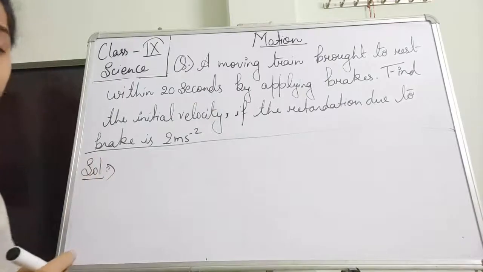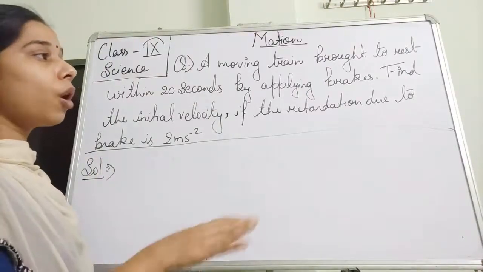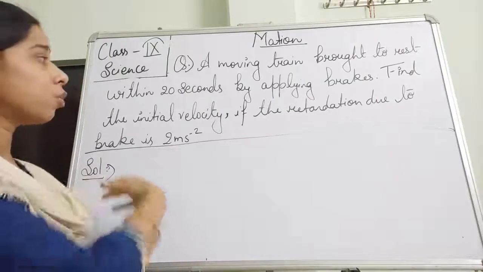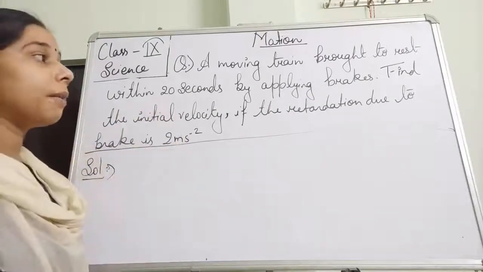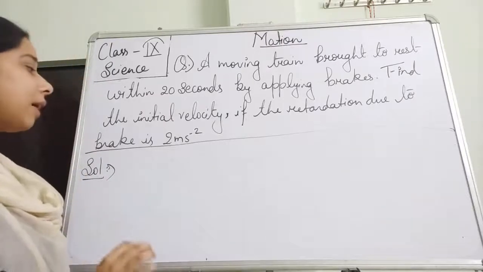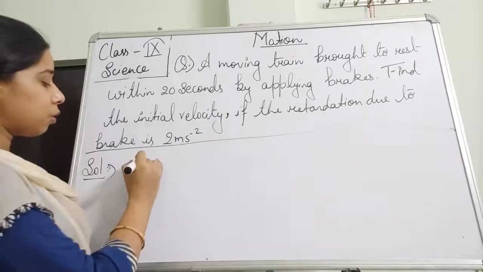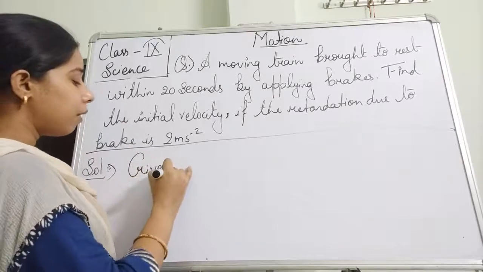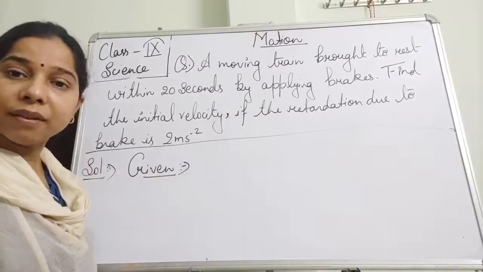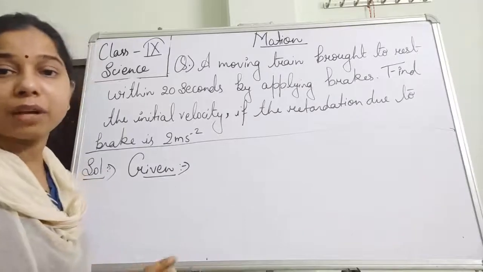So this is the question, students, that we have to solve. A moving train is brought to rest, so the train was moving and then it comes to rest within 20 seconds by applying brakes to it. Find the initial velocity if the retardation due to brake is 2 meter per second square. So what are the things which are given here, students? I always told you that whenever we solve a question, at least we should write the given. That will help in making things clear, what we have to do and what we have to calculate here.